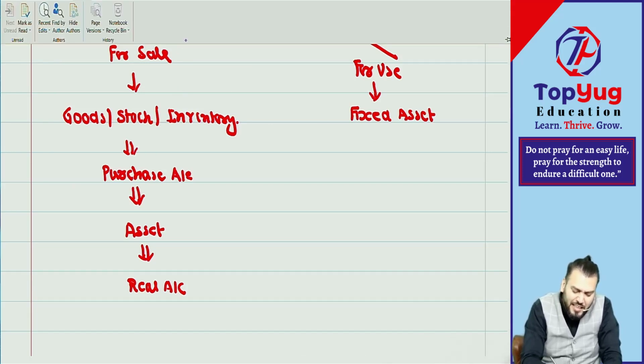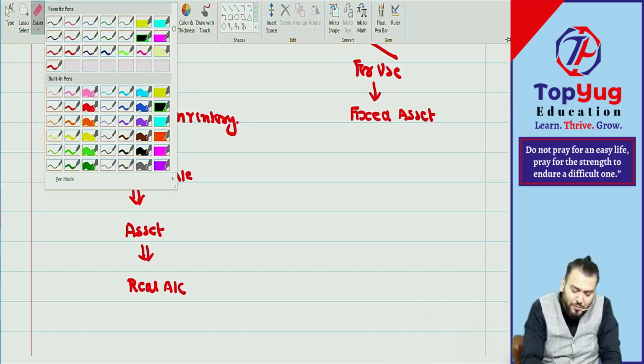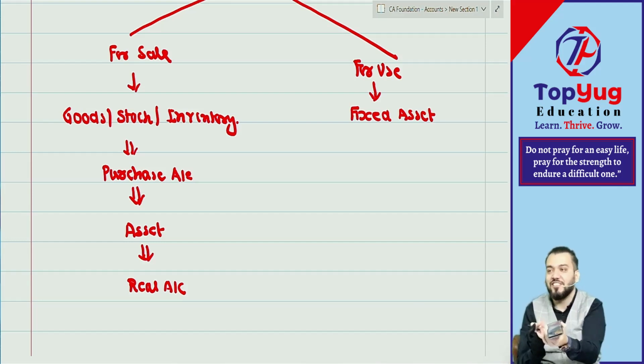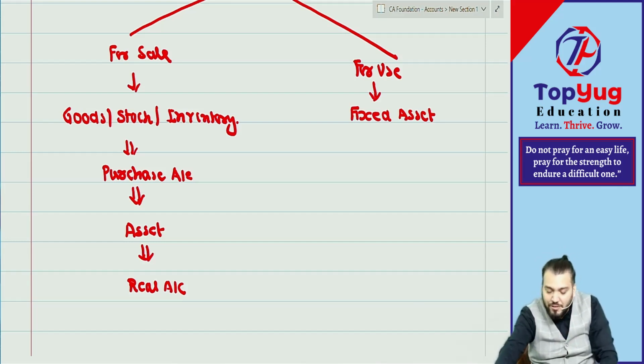Once again, when you purchase any asset for use, then we call it what? Fixed asset. This is the name given: fixed asset. It does not mean it remains fixed. Now I purchase a mobile for use. The mobile is movable. It is not fixed. But the mobile will be known as a fixed asset in accounting terms. Are we able to understand?